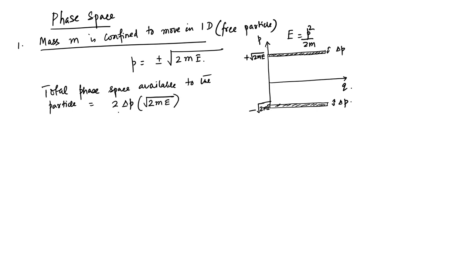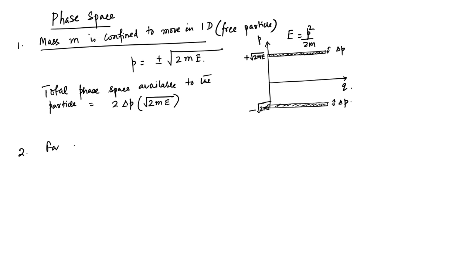And the 2 you understand, because there are two of them at plus root over 2 m E and minus root over 2 m E, and delta p is the width. So, that shaded area is a phase space that is available to the particle to move in. Okay. Second, the more familiar example that is there everywhere.